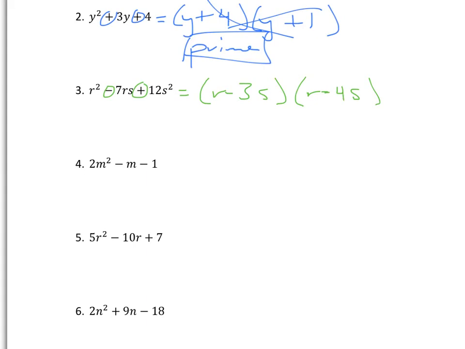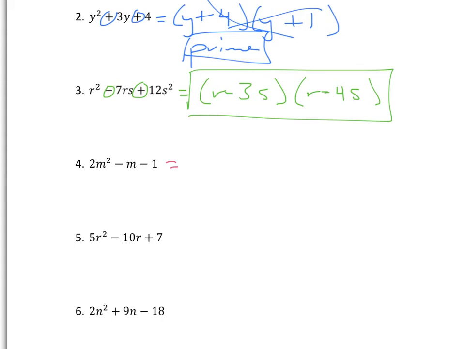Okay. Obviously check your answers. When they get more complicated like this, you want to check your answers. So you could see here that r times r is r squared. Outside is negative 4rs. Inside is negative 3rs, which combine to negative 7rs. And the back is 12s squared. So that's the correct answer.